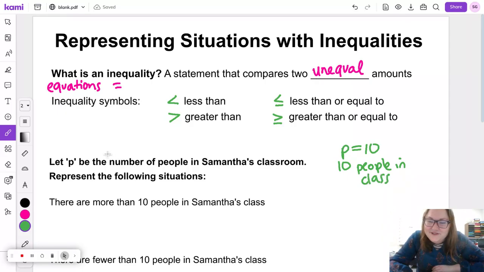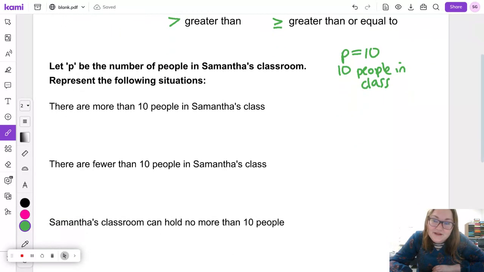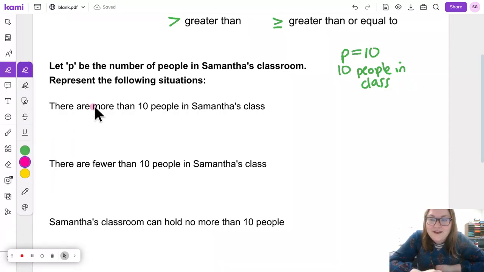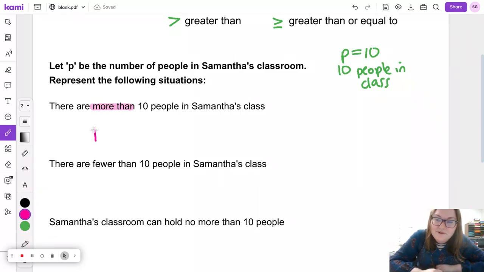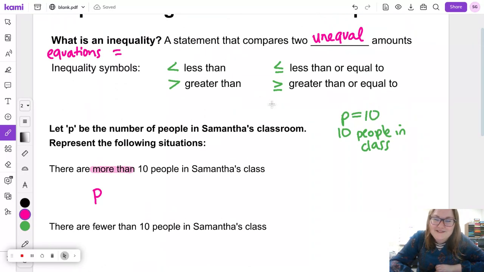But notice for these situations we're looking at, we're going to see different words being used. For example, the first one says there are more than 10 people in Samantha's class. Those words more than give us a clue that we are not talking about an equation anymore. We're talking about numbers that are bigger than 10. So when I go to represent that with an inequality, my inequality would be the number of people in my class are more than 10. If I look at my options for inequality signs, more than means the same thing as greater than. The number of people in my class is greater than 10.